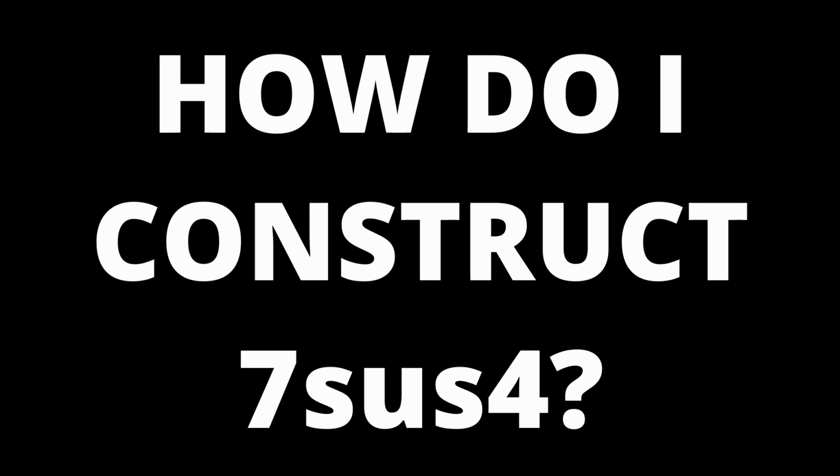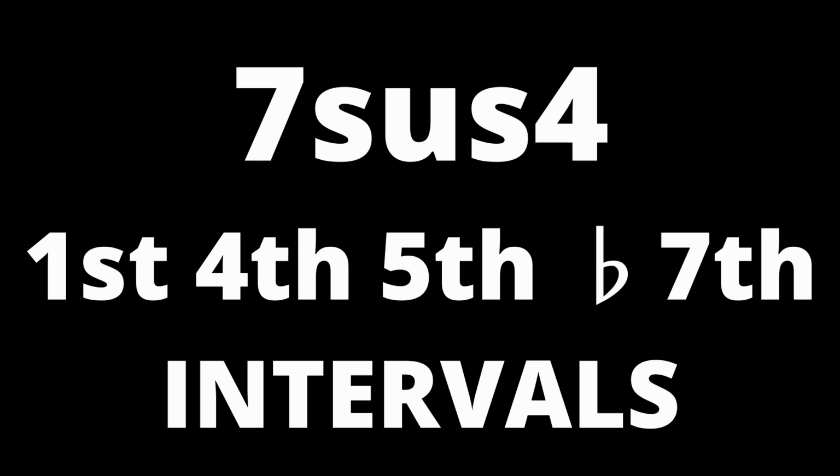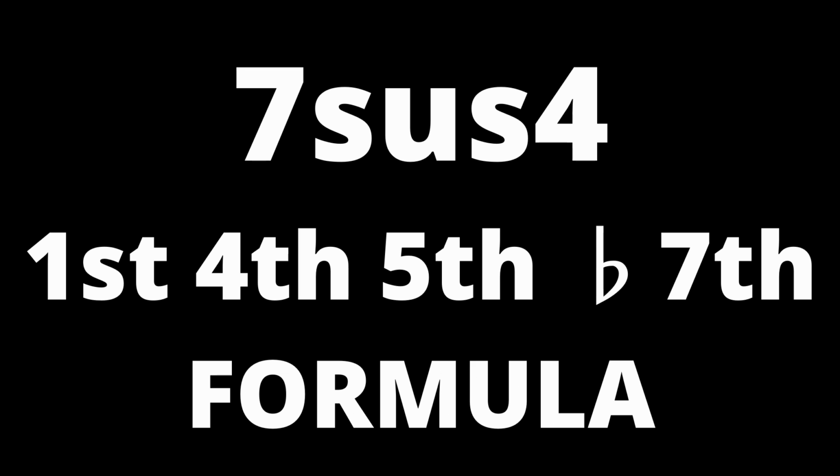Now you might be asking, how do I construct the 7 sus 4 chords? 7th suspended 4th chords have 4 notes: 1st, 4th, 5th, and flat or minor 7th. These numbers show the notes that make up the 7 sus 4 chord. They are also referring to the intervals that are within the chord. It is like a formula or recipe that you can apply to generate 7 sus 4 chords. Let's look at an example to clarify this.